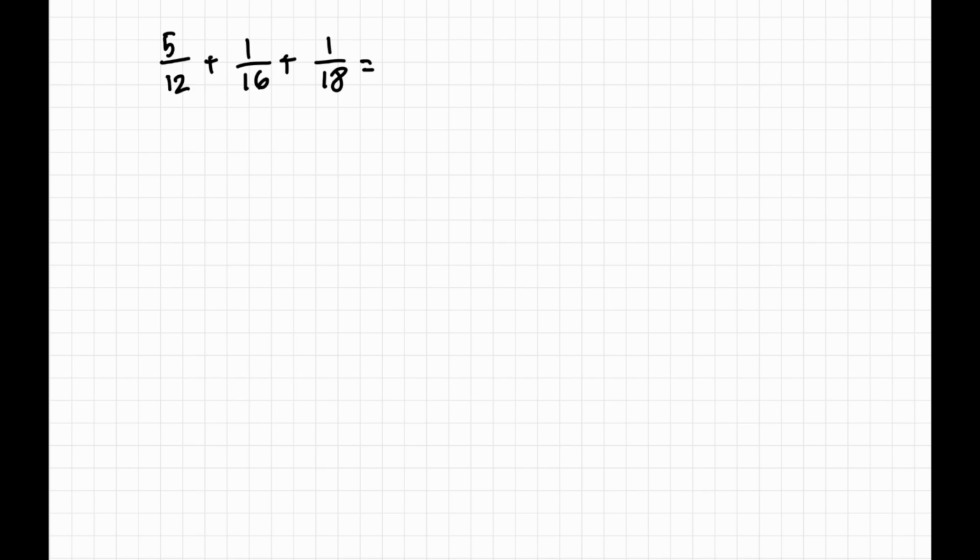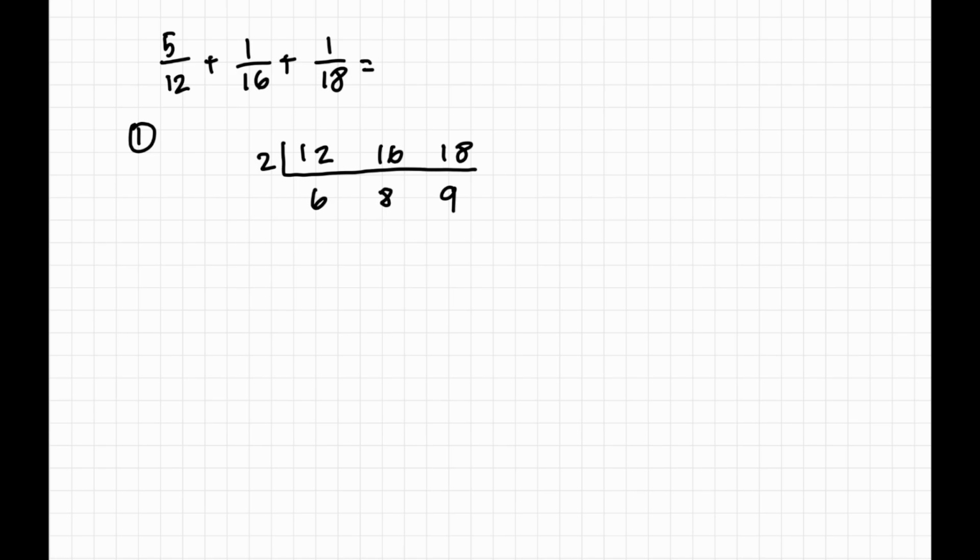So if we do the first one, we write 12, 16, and 18, and then the long division sign. What are common factors of 12, 16, and 18? 2. So 12 divided by 2 is 6. And then 16 divided by 2 is 8. And then 18 divided by 2 is 9.